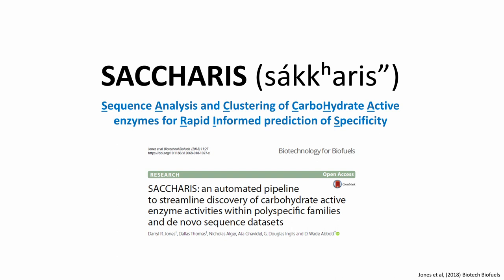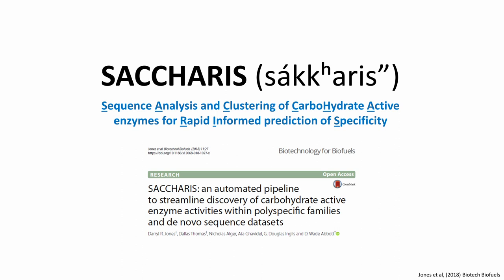Now, to study differences in sequences and potential function and to help us predict function from large data sets, we've developed this program called SACCHARIS, which stands for Sequence Analysis and Clustering of Carbohydrate Active Enzymes for Rapid Informed Prediction of Specificity. I'm very happy with this acronym. That's why I always insist on reading it out. We published this in 2018.